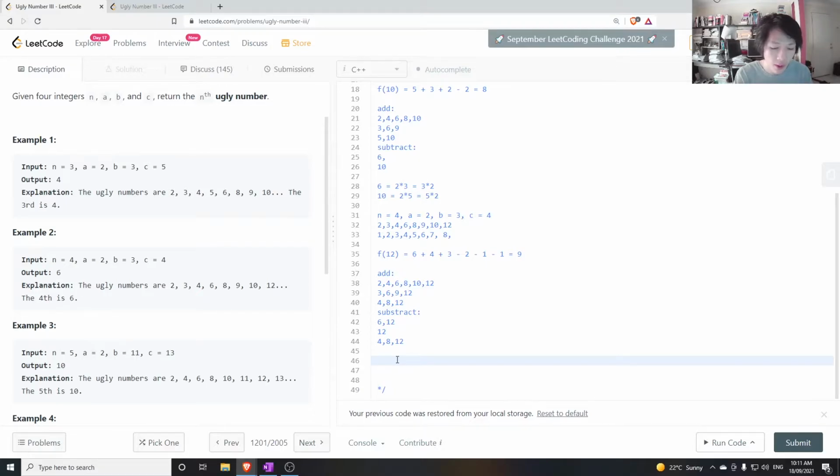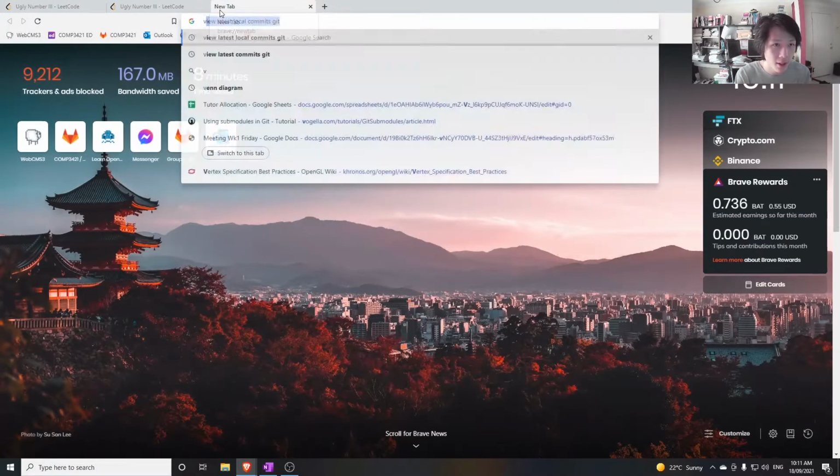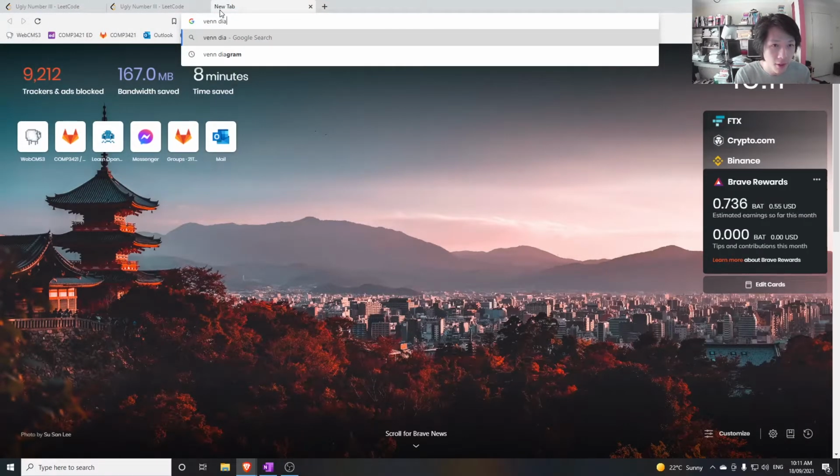So let's say, for example, I have a function called LCD. Then that means by the inclusion-exclusion principle. So let's take a look at what that means. And it's best visualized using a Venn diagram.